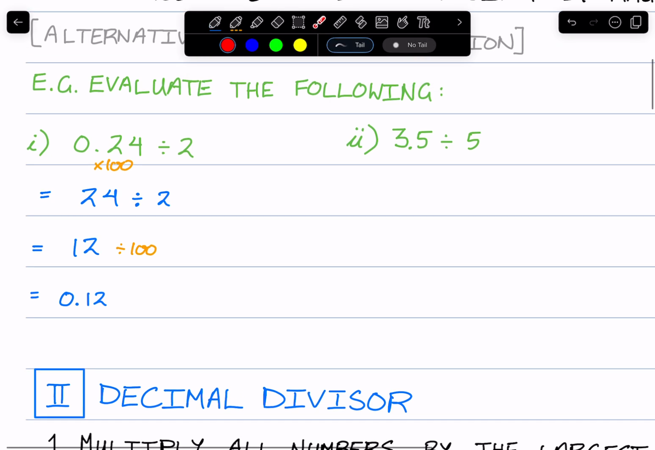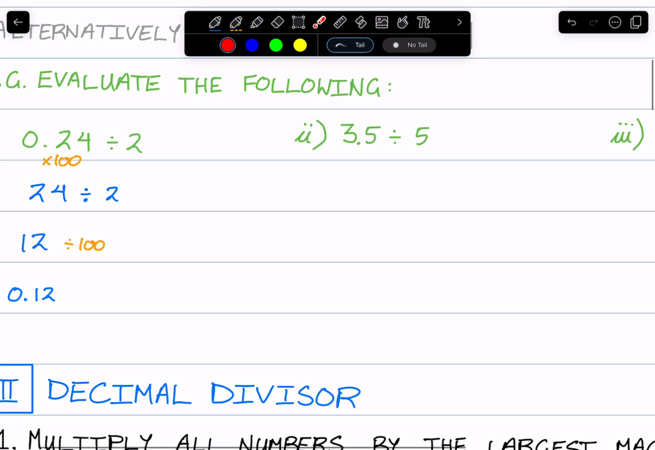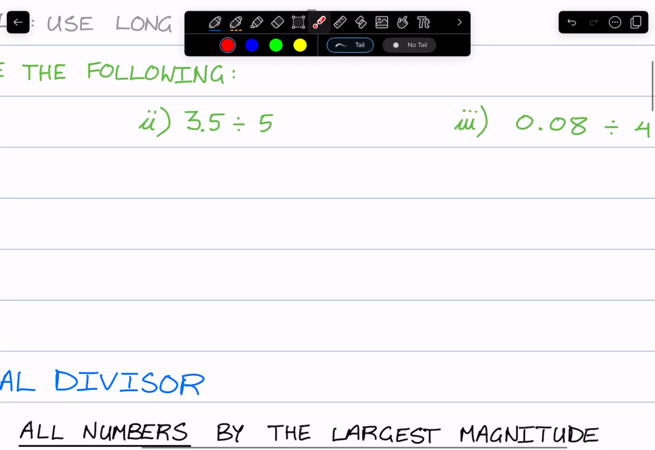So notice how in this example, I'll emphasize again that the dividend, the top number or the first number, is the only one that is a decimal. Okay, so let's do this one again with the second example.